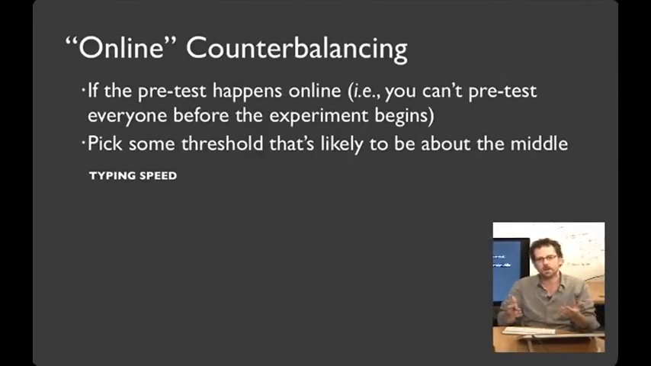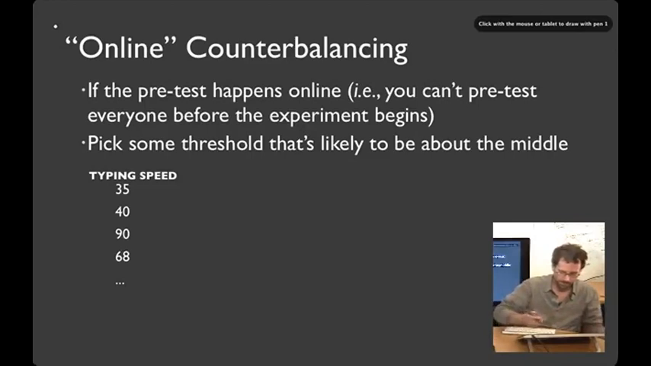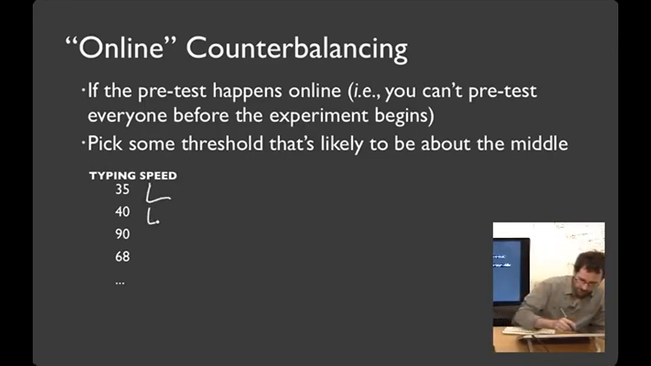But say people are coming in online, so you can't pretest people before the experiment. Well, what you can do is you can pick some threshold that you think is in about the middle. So for typing, you might say 65 words a minute. And as people come in, you can check whether they're above or below that threshold and label them as high or low, fast or slow typers based on that. So 35 we would say is low, 40's low, 90's high, 68's high, and so on.